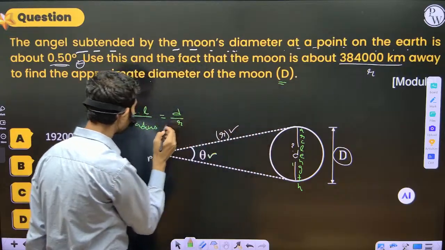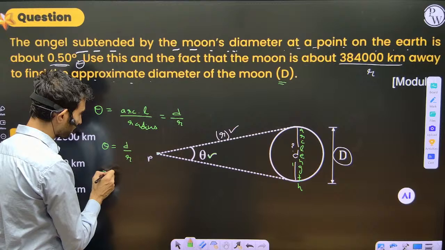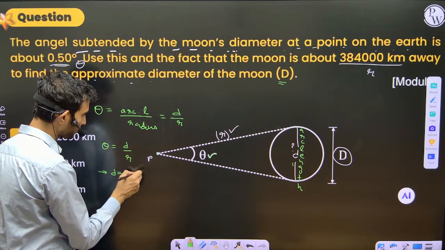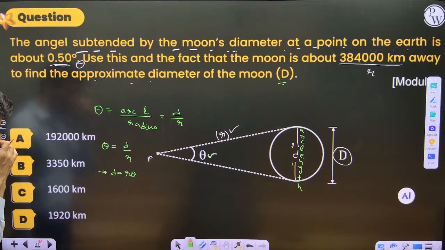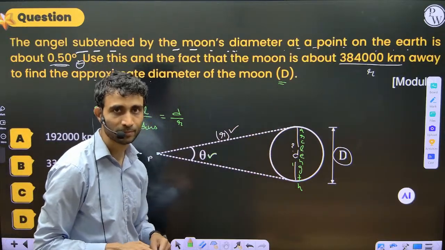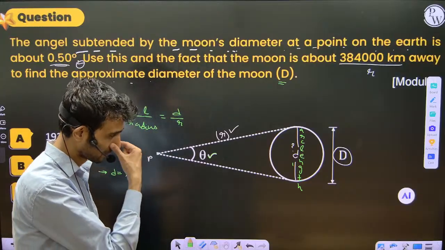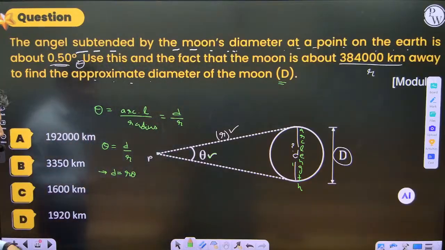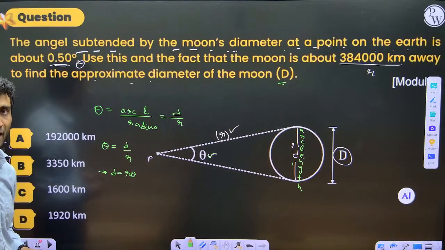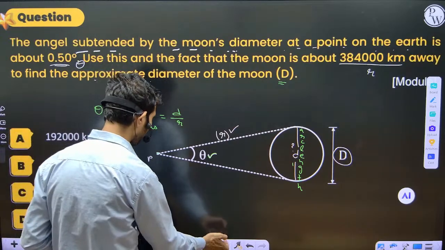So what is D coming out to be from here? Theta is equal to D upon R, and that gives me D is equal to R into theta. That's how we can find the value of D, the diameter of the moon. I hope the process and the formula are clear to you. Now all we have to do is substitute the values of R and theta and get the answer. So let us start with the calculations.